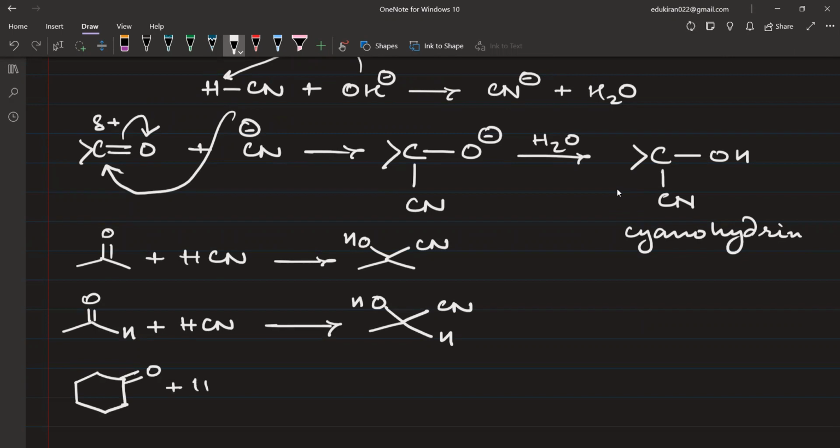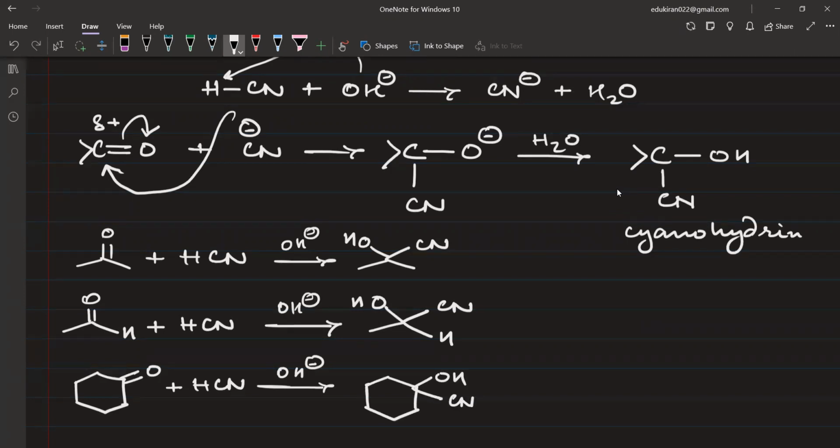Double bond O plus HCN. So all of these are in the presence of base, OH negative. But again, OH negative is just a catalyst. Even if you don't have OH negative, the reaction is still going to proceed. It will be slow, but it will proceed. Have OH, this carbon atom will get CN.